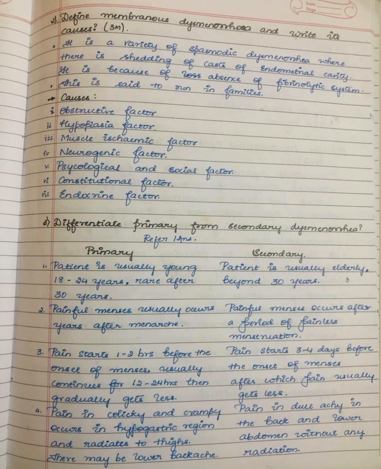When the patient says that pain is dull, achy in the back and the lower abdomen without any radiation, when there is no radiation, then it is secondary dysmenorrhea. Hope it's clear, guys. Pain will be colicky, crampy, in the hypogastrium and radiate to the thighs, with lower backache in primary. In secondary, there will be dull, achy pain and no radiation. This is what you need to remember.